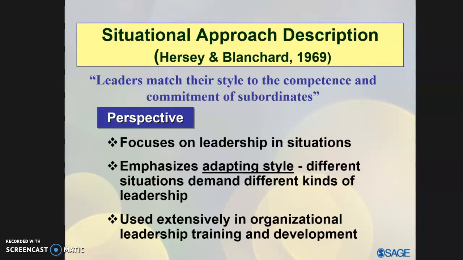What is this approach? Well, it focuses on the need for the leaders to match their style to the competence and commitment of their subordinates. That's an old-fashioned word for followers. But that's it. You're focusing on the competence and commitment of your people, and you're adapting your style to match that level of competence and commitment. So you'll see what that means in a moment. You'll have a better idea.